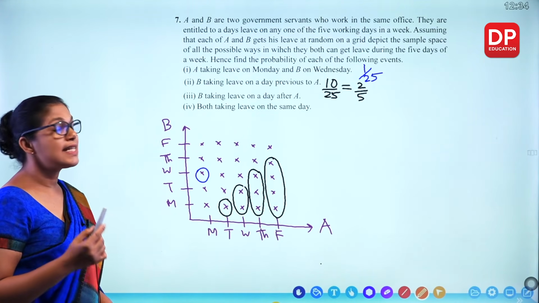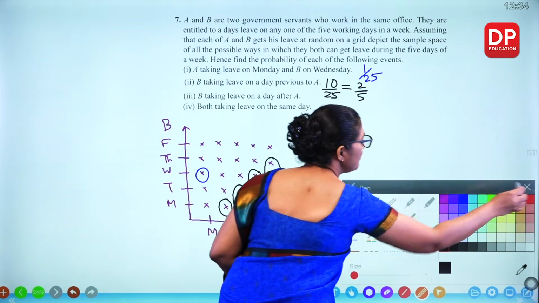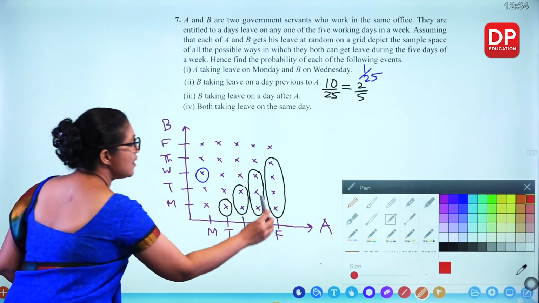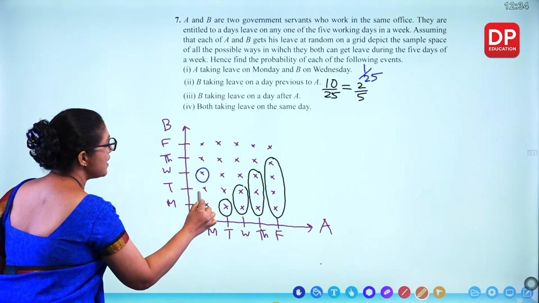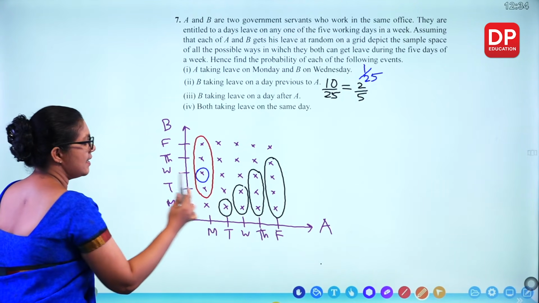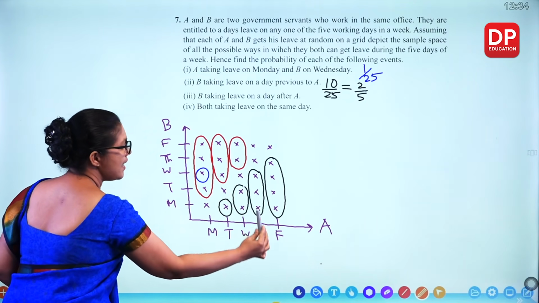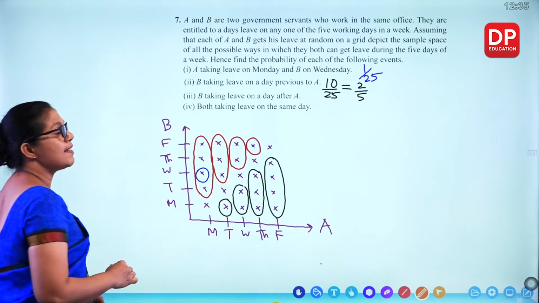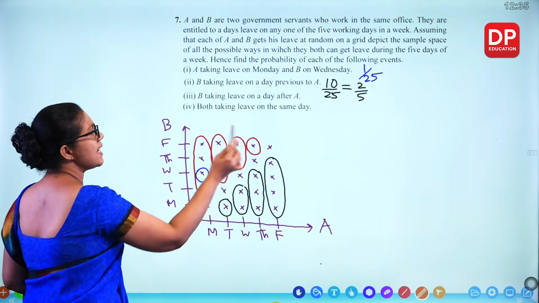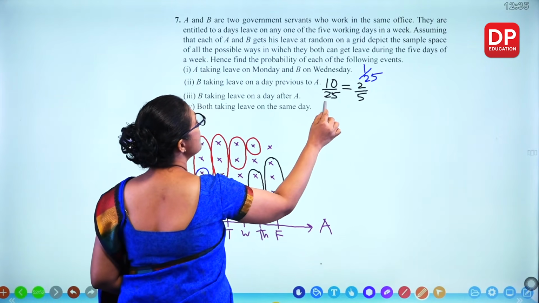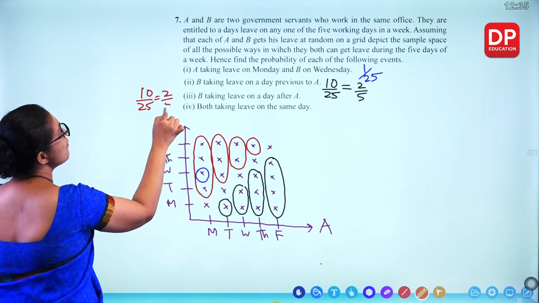Now take the third part. B taking leave on a day after A. So after A means, if A takes Monday, after Monday means any day here. If it's Tuesday, Wednesday onwards. If it's Wednesday, Thursday and Friday. If it's Thursday, he takes leave on Friday. So altogether how many? 1, 2, 3, 4, 5, 6, 7, 8, 9, 10. 10/25. Simplify, you get the same answer, 2/5.